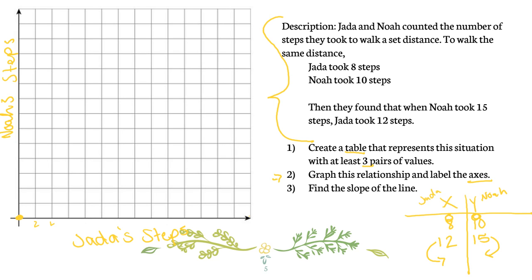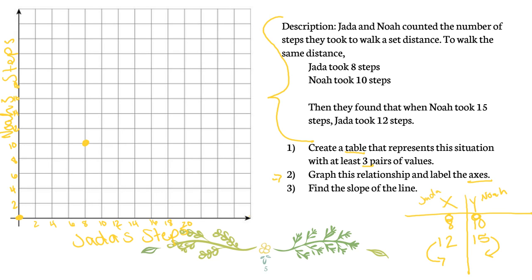So I'm going to have 2, 4, 6, 8, 10, 12, 14. And we're just going to keep going. And then the same on my y-axis, I'm going to go up by 2. So 2, 4, 6, 8, 10, 12, 14, 16, 18, and I could keep going. So when Jada took 8 steps, Noah took 10. So my first point is going to be at 8, 10.